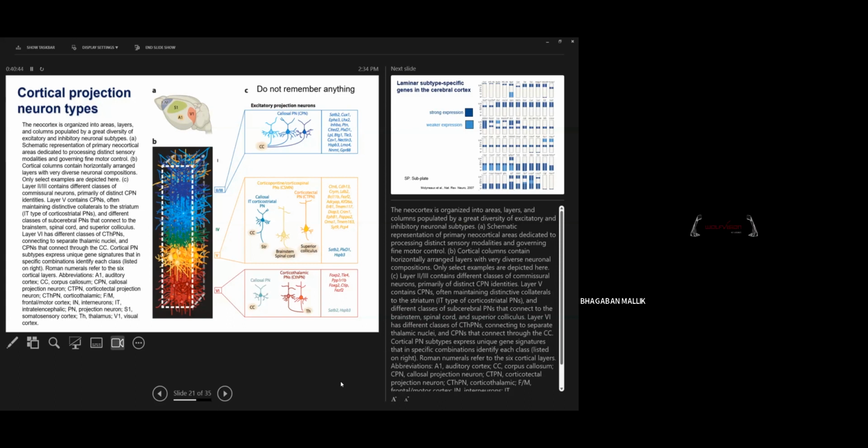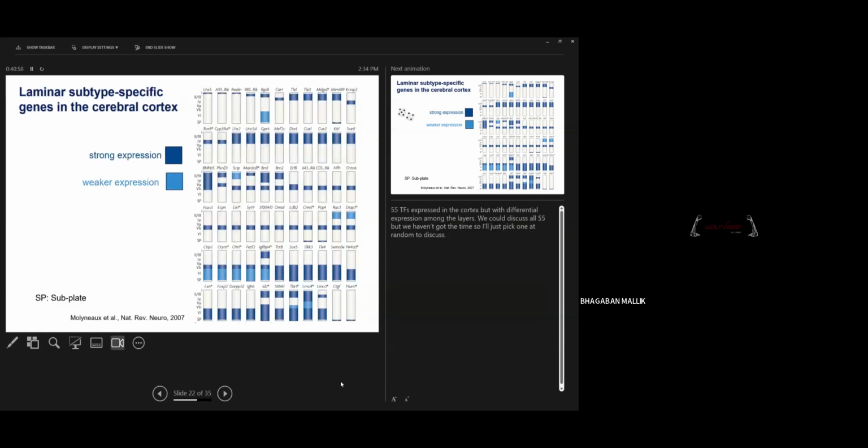So these are the transcription factors that are expressed in different layers. Again, you don't have to remember, but we'll be talking more about the corticospinal neuron for layer 5 development. Okay, so here, the same thing is shown in a different way, different types of transcription factors in different layers.